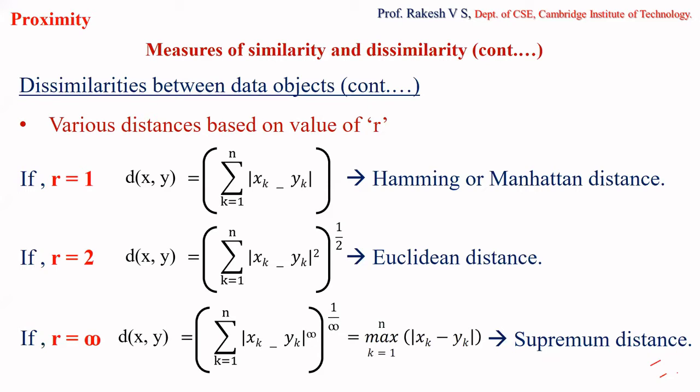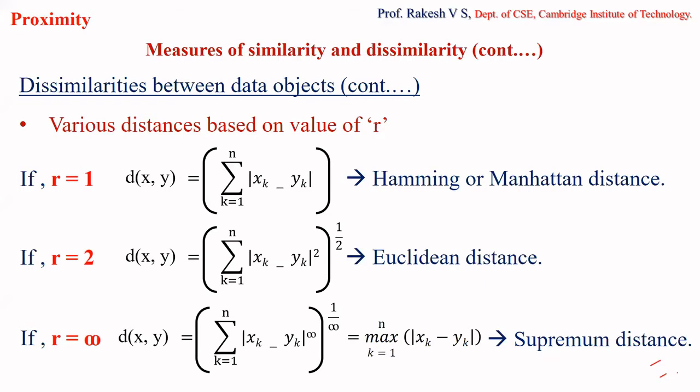Students, also make note of this. Hamming distance or Manhattan distance is also sometimes referred to as L1, L subscript 1. Euclidean distance is also referred to as L2, and supremum distance is also referred to as L infinity. L1 indicates Hamming or Manhattan distance, L2 indicates Euclidean distance, and L infinity indicates supremum distance. In the exam, suppose they give a data set and ask you to find L1, it is nothing but Manhattan or Hamming distance. If they ask you to find L2, it is Euclidean distance. If they ask you to find L infinity, it is supremum distance.